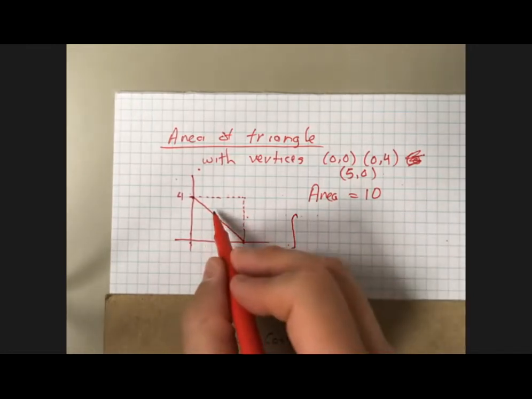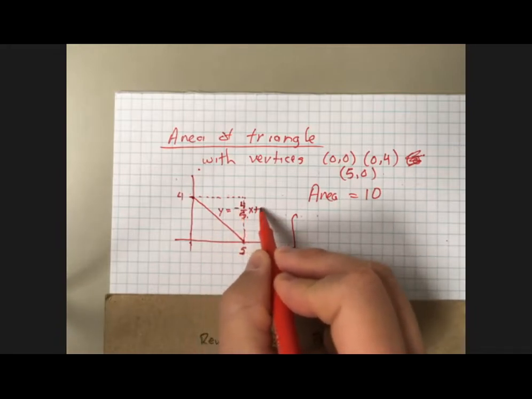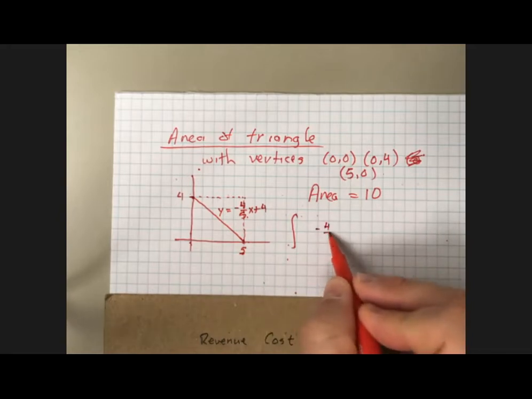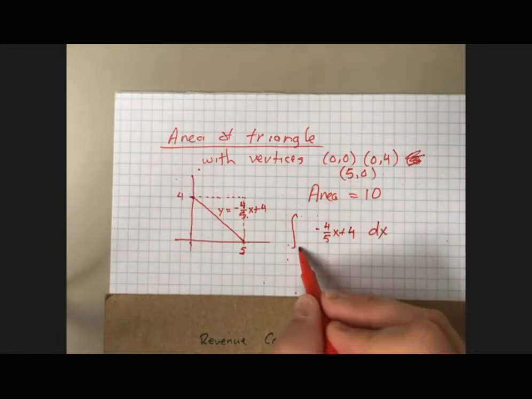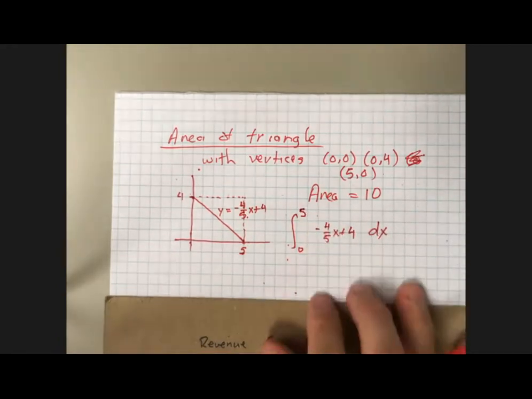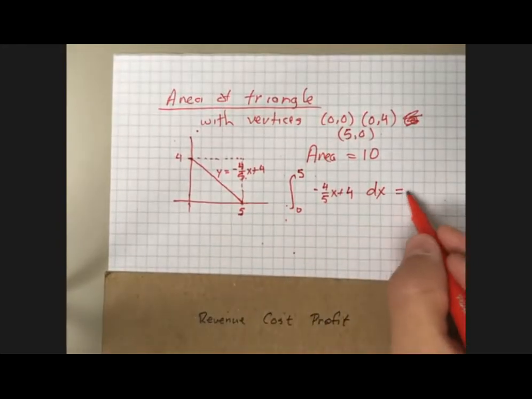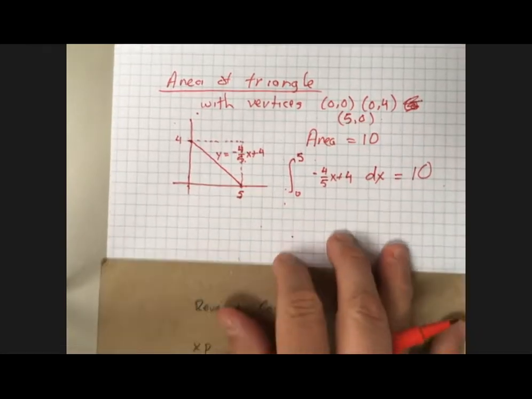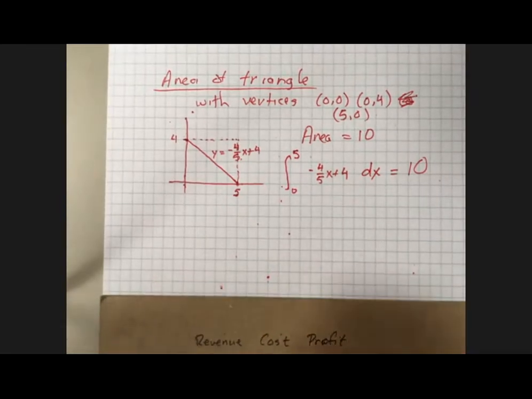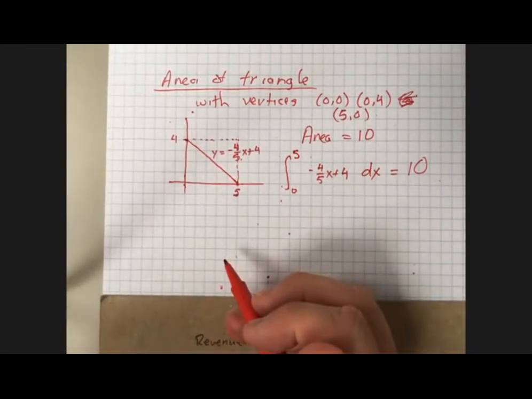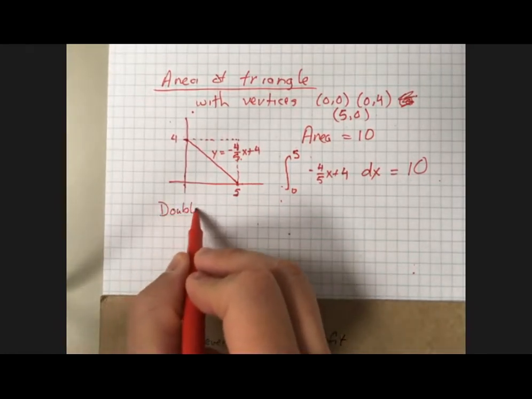Let's take this function, which is negative 4/5 x plus 4. And let's integrate it from x equals 0 to x equals 5. And I hope that turns out to be 10. I'm not going to do that one right now. But I want you to open your mind to another interpretation. What if we wrote this as a double integral?